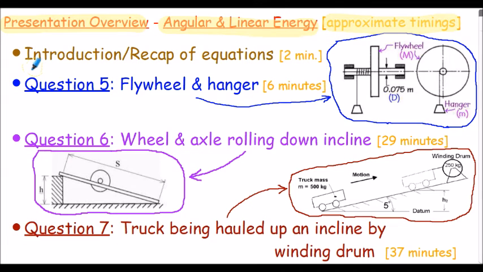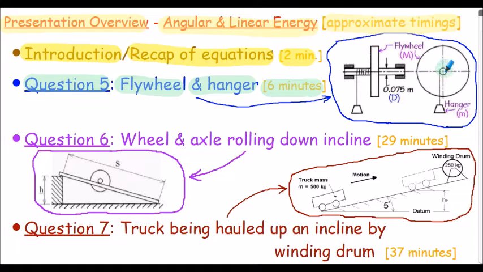The presentation commences with a brief introduction to some new theory and a recap of the equations from the previous presentation, 2 minutes into the presentation. Question 5, which relates to a flywheel and a hanger, commences 6 minutes into the presentation. The flywheel has angular motion, the hanger has linear motion. Question 6 considers a wheel and axle rolling down an inclined plane. That starts 29 minutes into the presentation. The wheel and axle has both angular and linear kinetic energies.